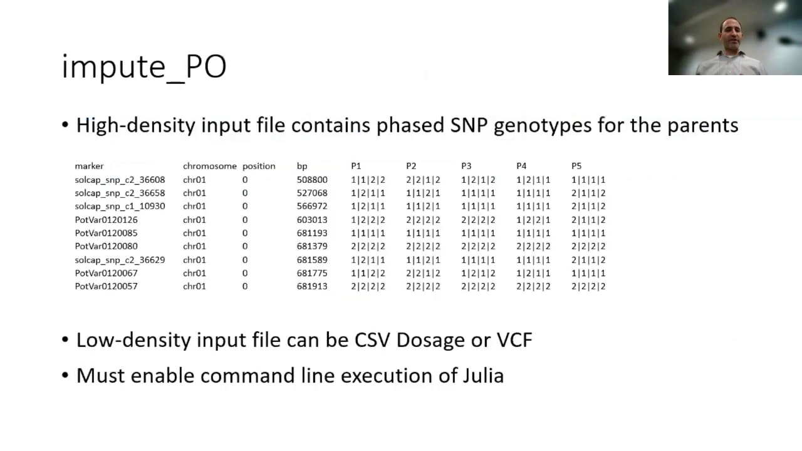So I want to show you an example of that here with potato, and just a bit about the two kinds of input files you need. In this case, the high density file is actually just the phased parental genotypes. That's the information you need. You're going to try and impute a set of progeny that derive from a set of common founders, and you have to have the phased SNP data for those founders. Now, in this case, this is the format that PolyOrigin expects. And at this point, the way I got this file was by running PolyOrigin on the high density markers.